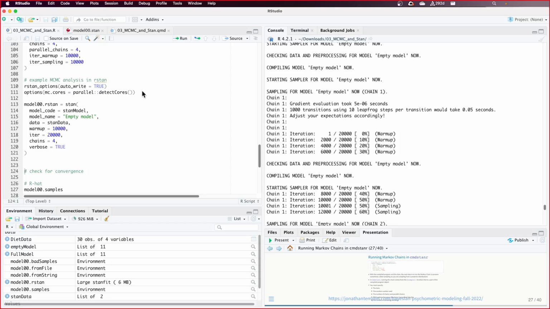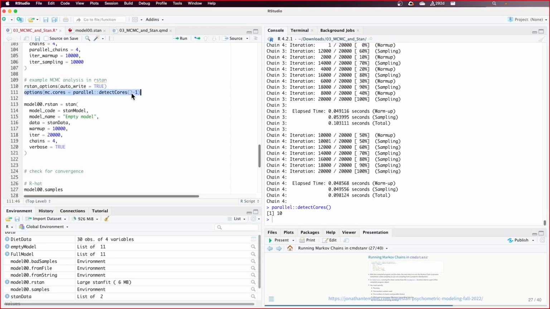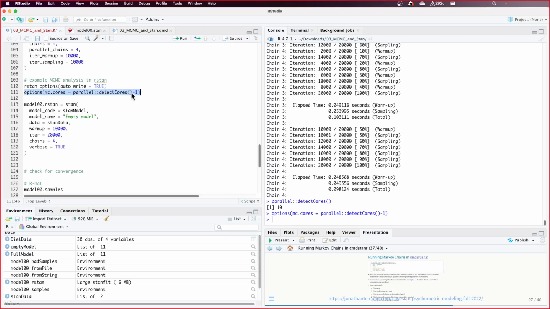So a lot of times, what you'll see people do is detect cores minus 1. So basically, detect cores tells you there are 10 cores up here, but you only want to use 9 of them at most. And for our purposes, it'll only use 4. But that's a really good question. Yeah, you can quickly make your computer stop in its tracks.